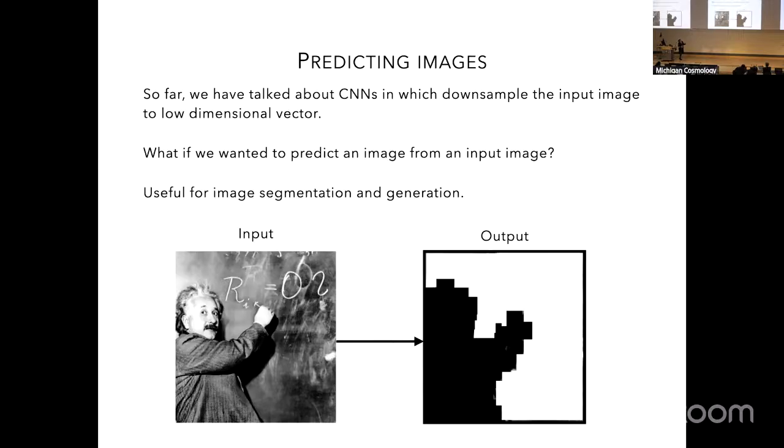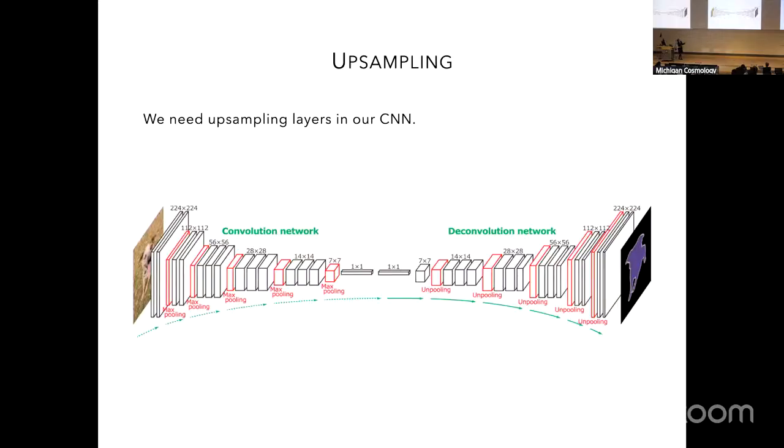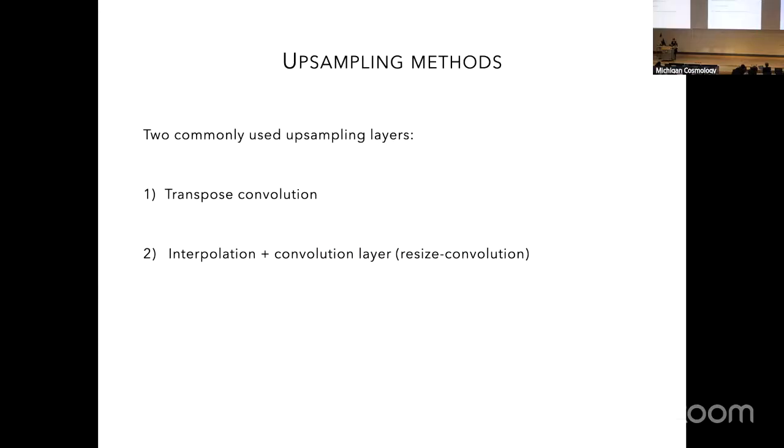Like in this case, there's Einstein and there's the segmentation map of where he is in the image, for example. So we know how to downsample, but the thing we don't know how to do is how to upsample back to get a big image that's the same size as what we had to begin with. There are a couple of different tricks we can use for that. The two most common ones are to use transpose convolutions and to do interpolation and then convolution on top of the interpolated layer.